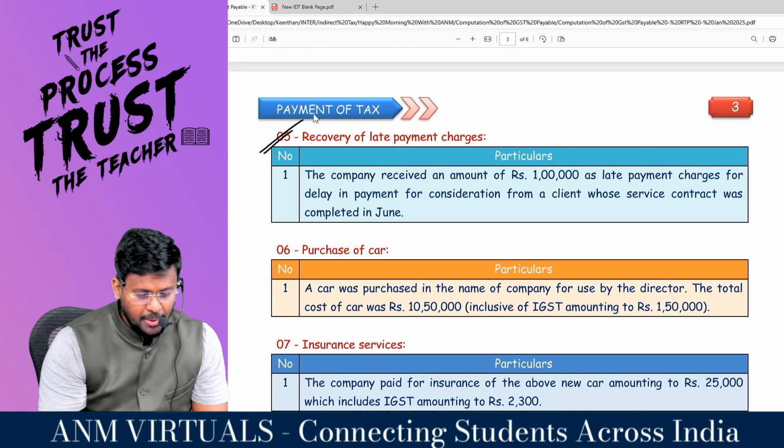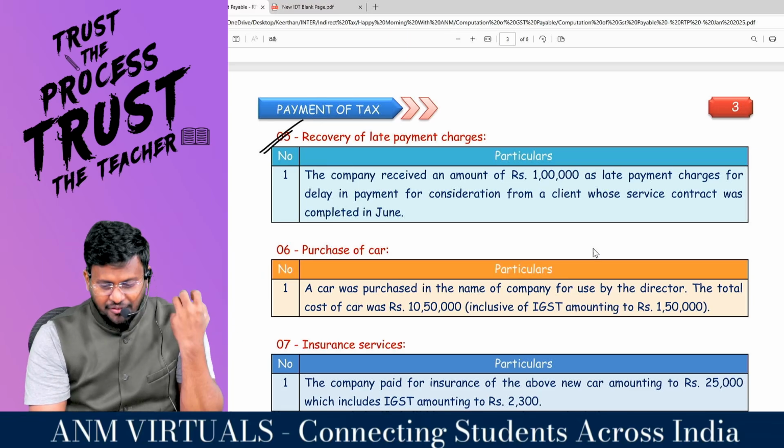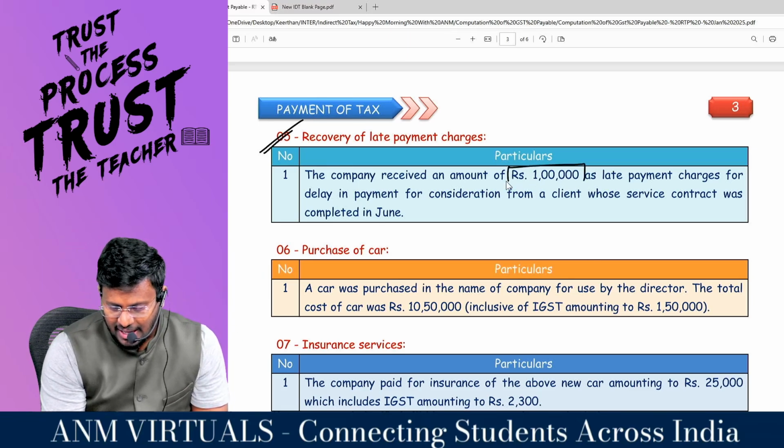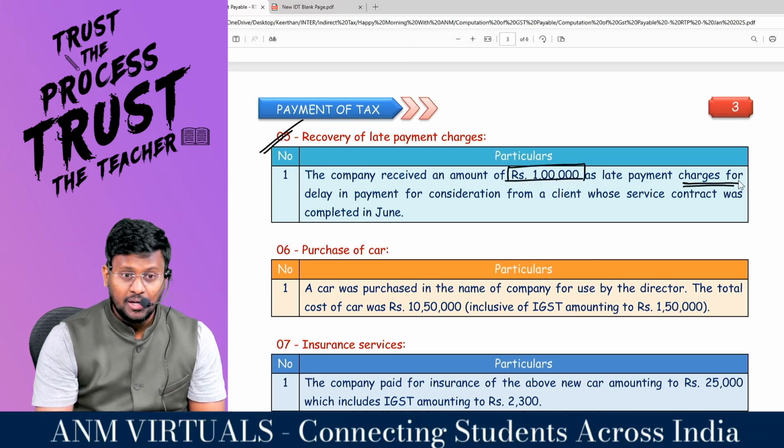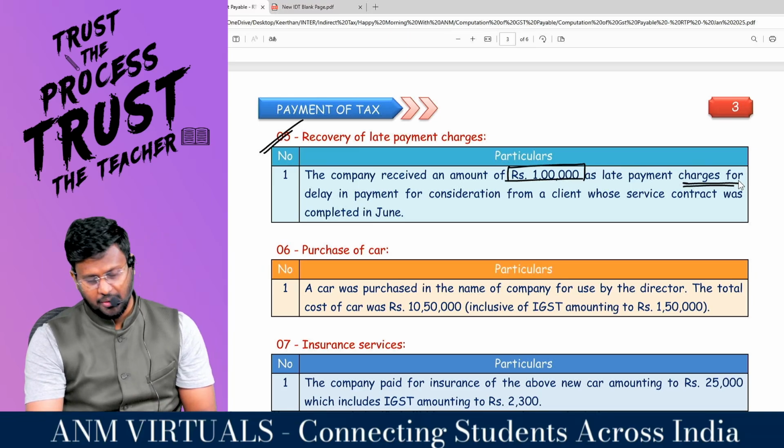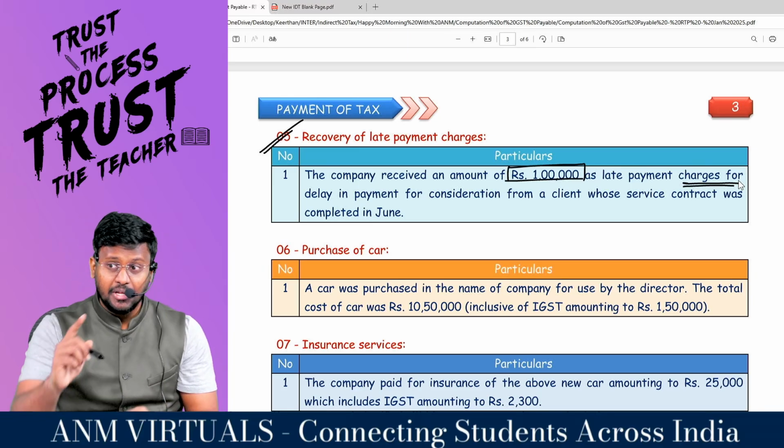Recovery of late payment charges. The company received an amount of rupees 1 lakh as late payment charges for delay in payment of consideration from a client whose service contract was completed in June.